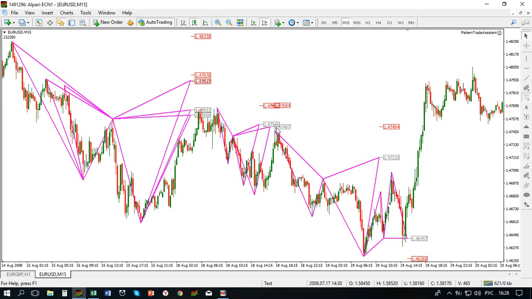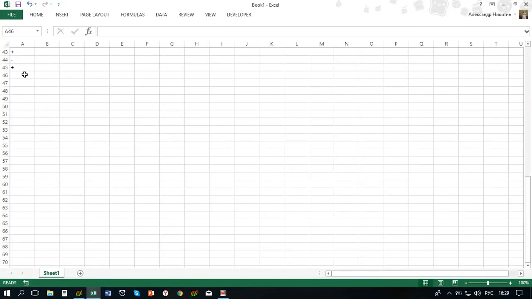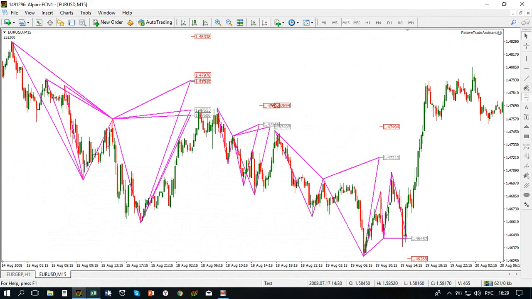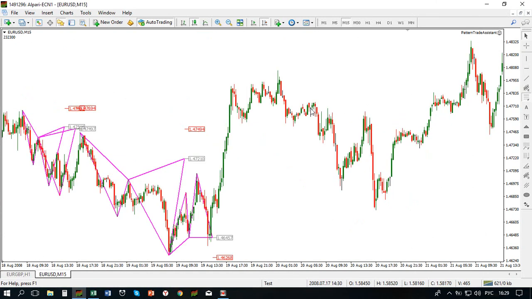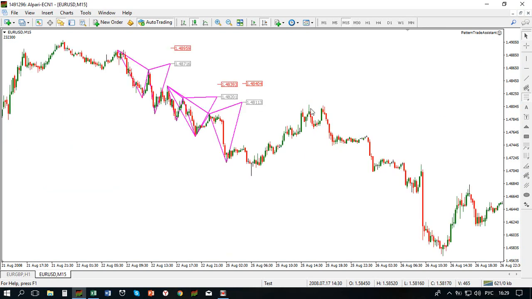And you see the entry is higher. The new cipher was drawn, the entry is higher, and the pattern didn't complete. Smaller cipher is a winner, and this bearish cipher is a loser. So a winner and a loser. Plus, minus. Let's go next. Next situations.